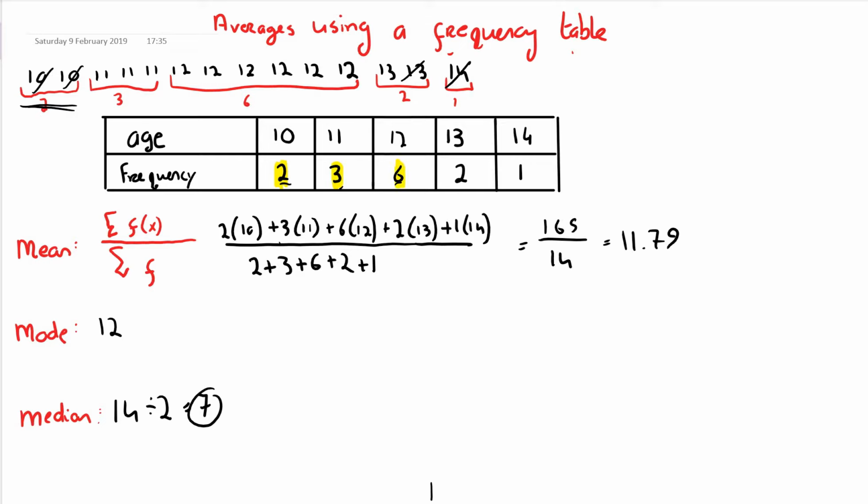So that means the 7 must lie in here. So choose the number on top. The median is 12. So that shouldn't be too hard.